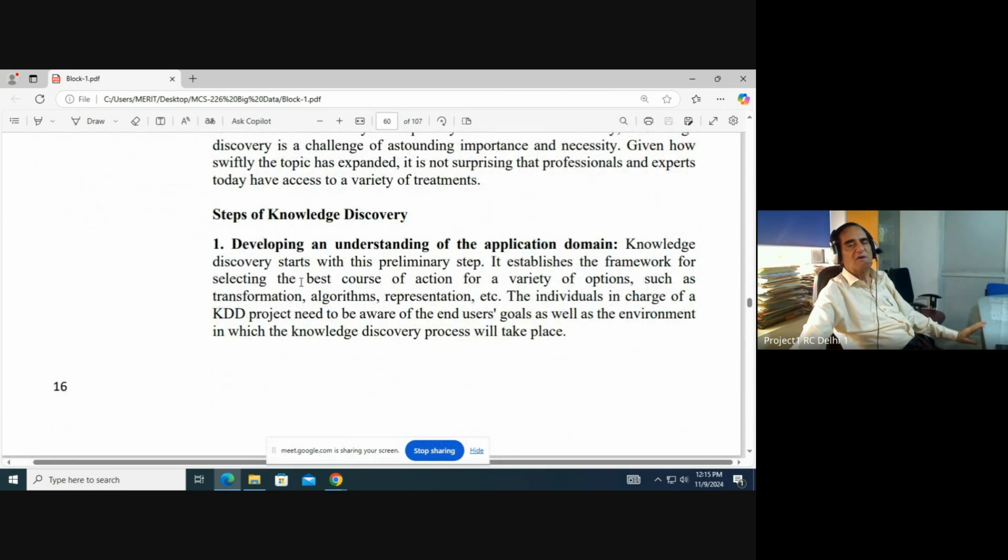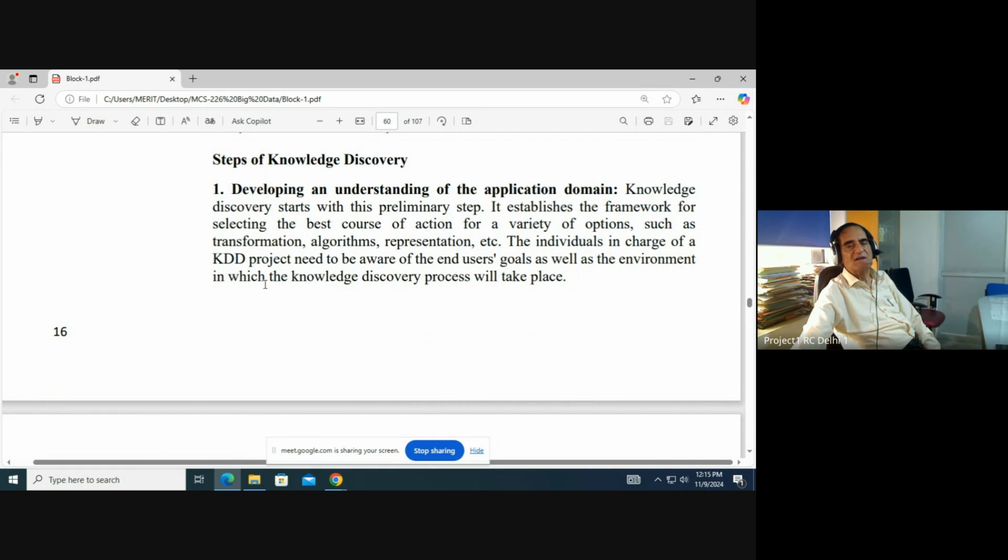So, steps for knowledge discovery: developing an understanding of the application domain. Knowledge discovery starts with this preliminary step. It establishes the framework for selecting the best course of action and all that. So the individuals in charge of a knowledge discovery project need to be aware of the end user goal. What do you want to do? If you want to do fraud detection, what do you want to do? You want to use it for implementation or use it for this? What do you want to use it for?